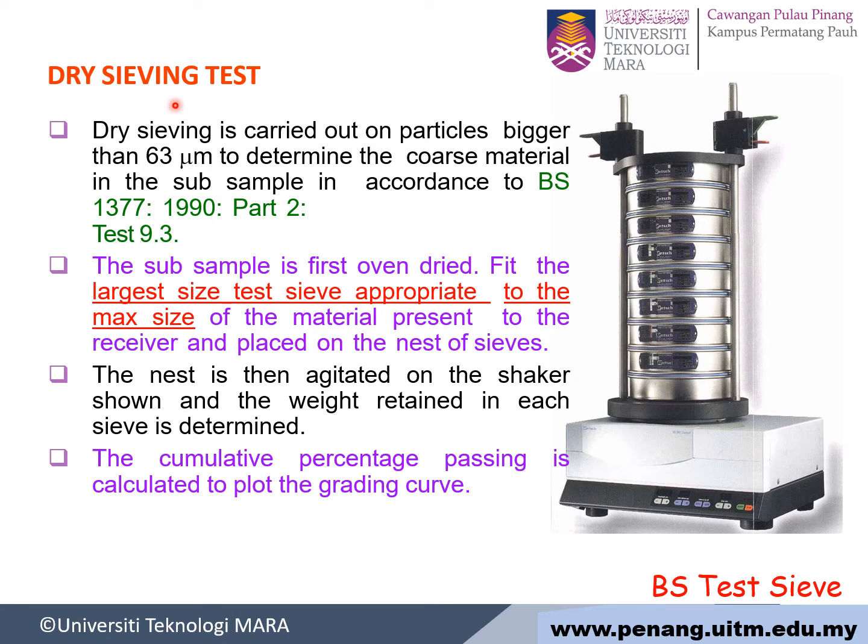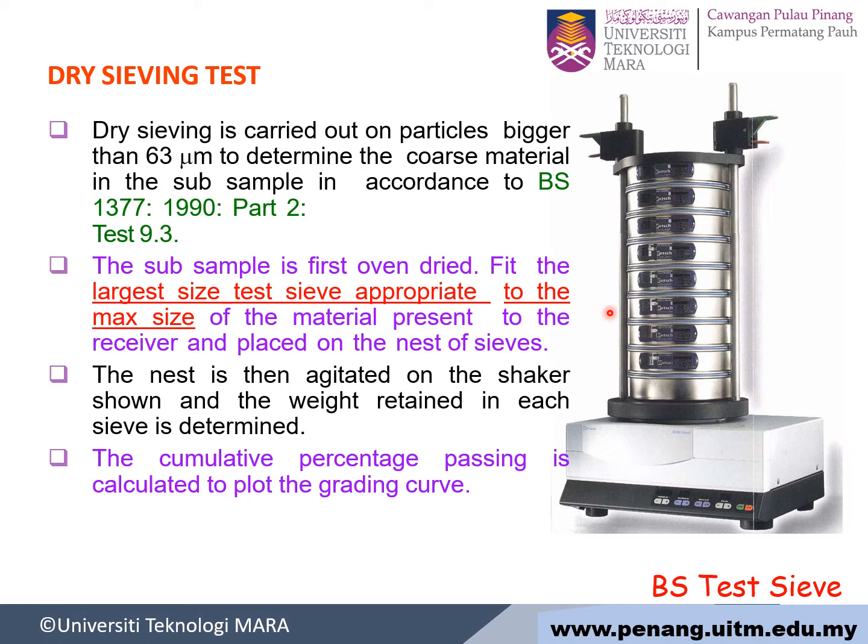Okay, this one is the dry sieving test. Dry sieving is carried out on particles bigger than 63 μm to determine the coarse material in the subsample, in accordance with BS 1377:1990 Part 2, Test 9.3. The subsample is first oven dried to make sure there is no moisture. Feed the largest size test sieve appropriate to the maximum size of the material present to the receiver and then place it on the nest of the sieve.